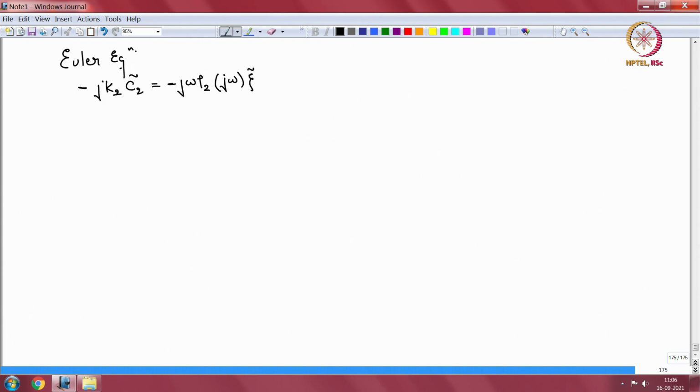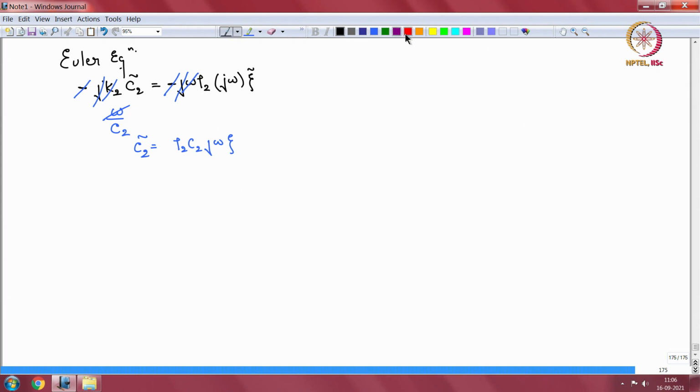Okay, so if we again do the cancellations, minus goes with minus, j goes with j, k2 is omega by c2. So then omega goes with omega and k2 goes, so I have c2 tilde is equal to rho 2 c2 j omega xi.